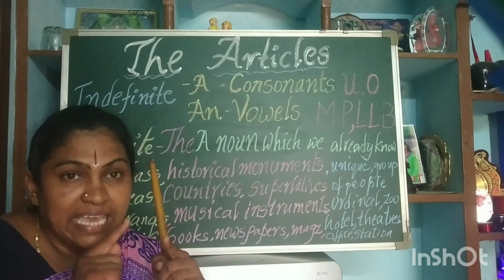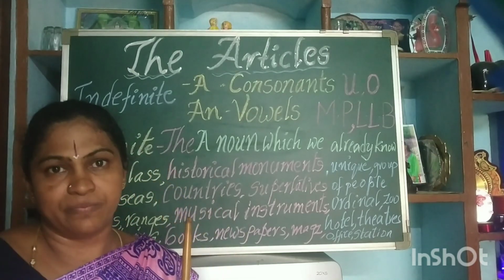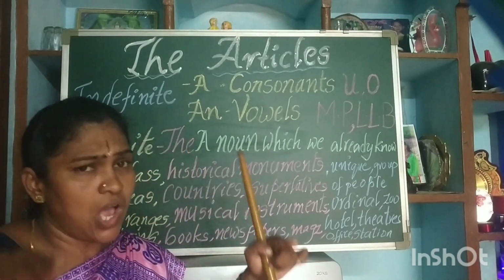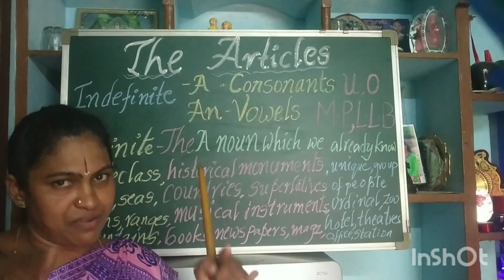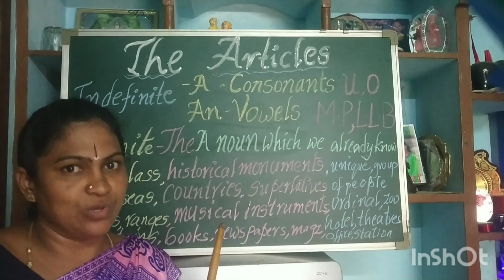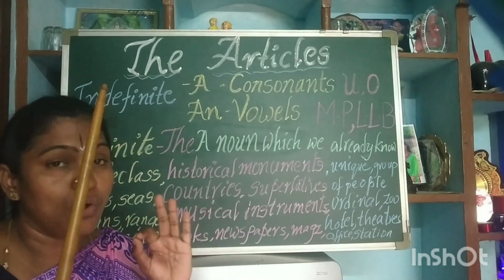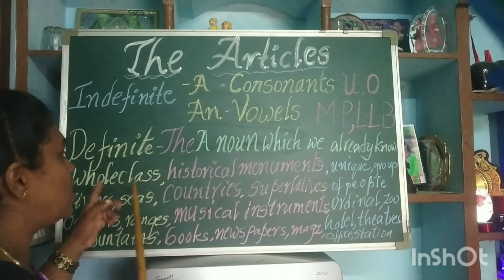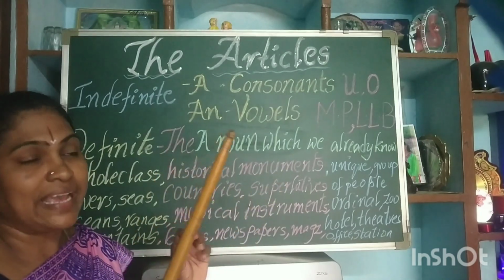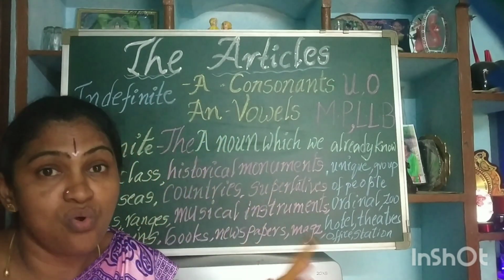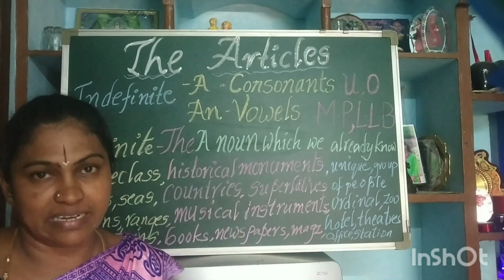The rose is a beautiful flower. Okay, that means you are describing all the flowers, that means all the roses, only the rose family. So while describing that whole family, the whole class, you have to use "the" before the whole family. That means, the rose is a beautiful flower, like that.